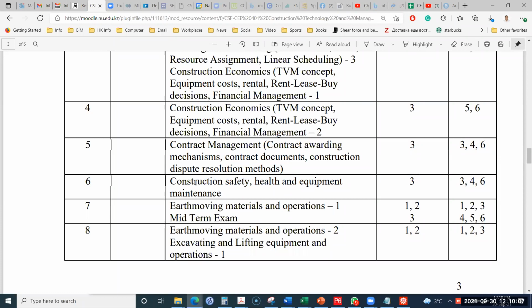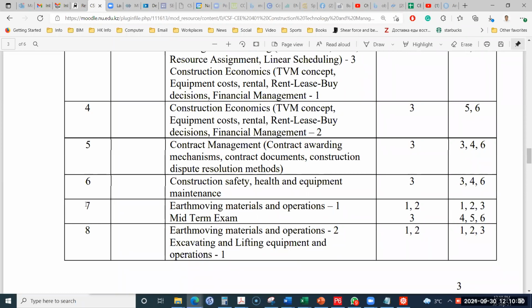These 5 topics were related to the construction management part. Now we are moving toward the construction technology part. In that construction technology, the first topic is earth moving materials and operations, which we are going to start now.